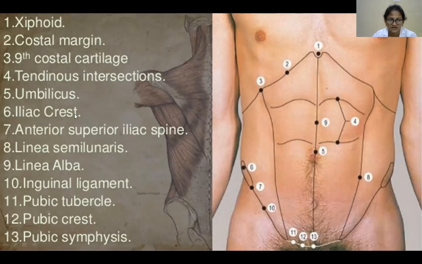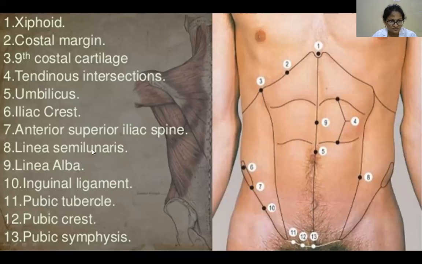Next, the umbilicus. This is the umbilicus, and it is visible to the naked eye. Next, the iliac crest. You will see the iliac crest in the hip bone, extending from the anterior superior iliac spine to the posterior superior iliac spine. I will show you in the next figure.